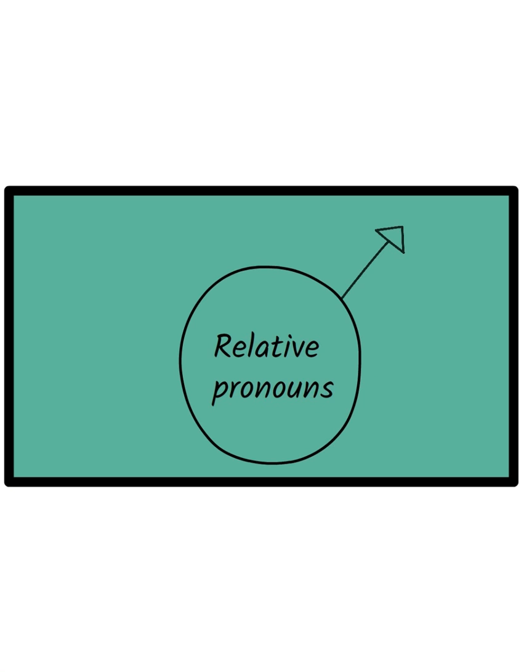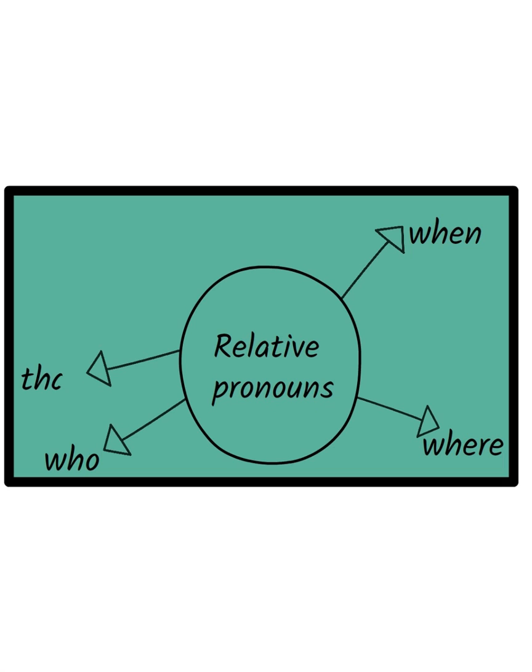Let's have a look at the relative pronouns. When, where, who, that, whose, and which. Now let's see some examples. In this video, the main noun is in green, then the relative clause is in pink.